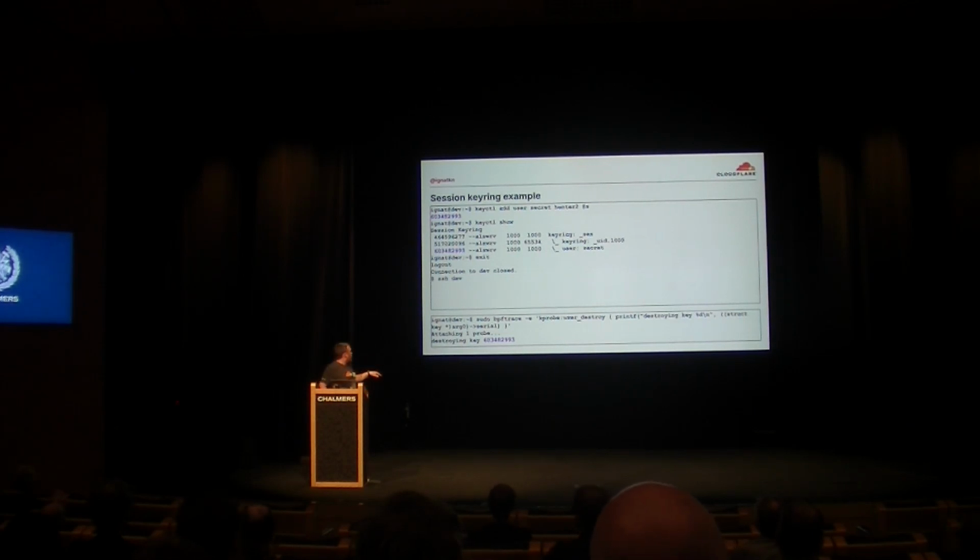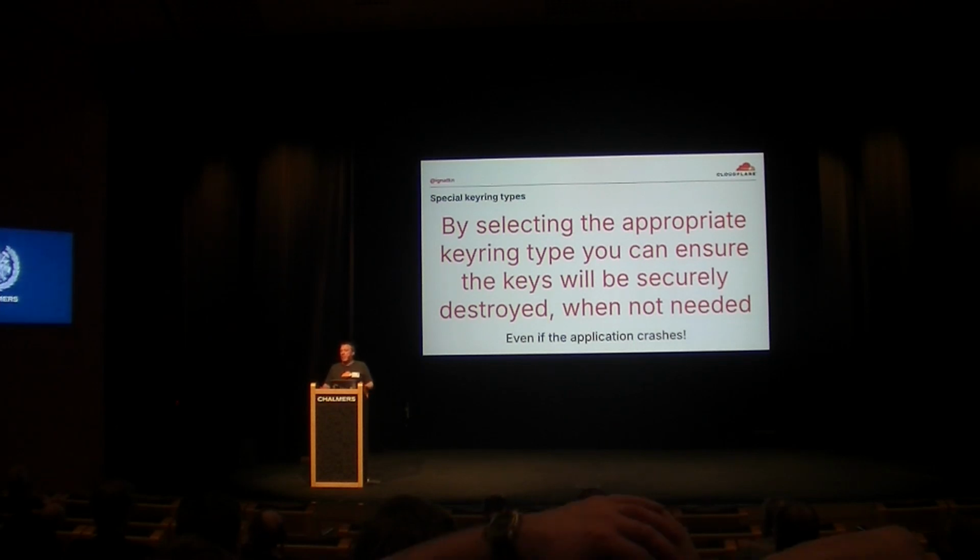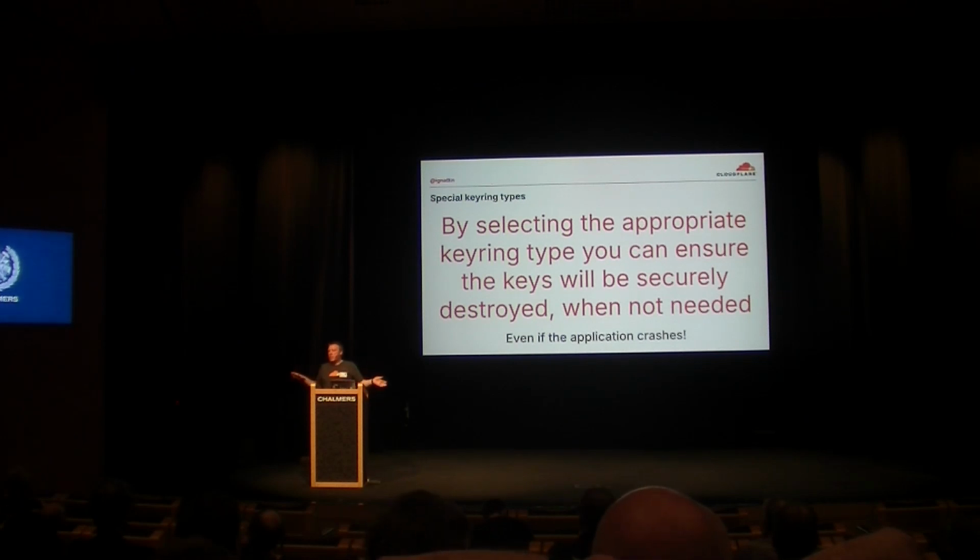So I can reconnect back, and I can see that I don't have the secret anymore because it was destroyed. I can also see that the session keyring ID is different, because the operating system under the hood destroyed and recreated my session keyring when I logged in next. So this is where the power comes from. If you select the appropriate keyring type, you can ensure that your keys will be securely destroyed when not needed, even if your application crashes, and even if you use garbage collected languages. As long as your process dies, your keys get destroyed. You're compliant and secure. Good.